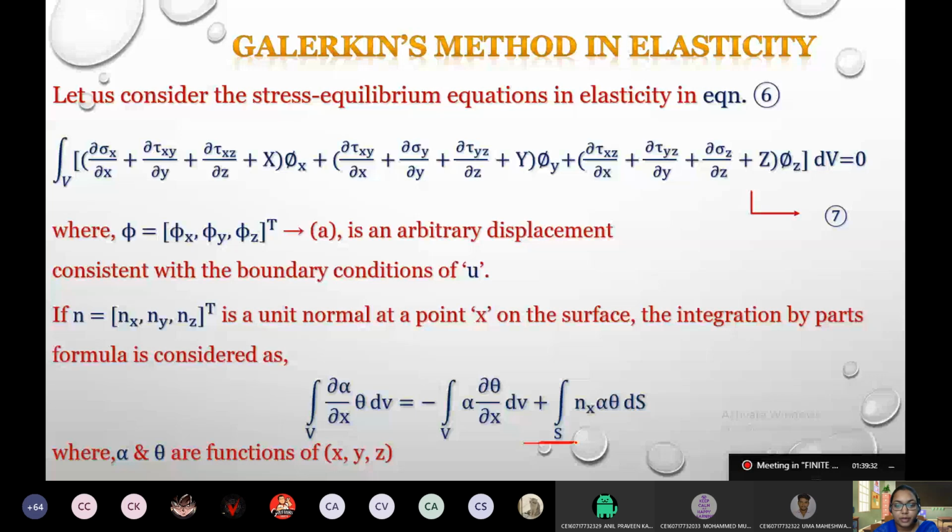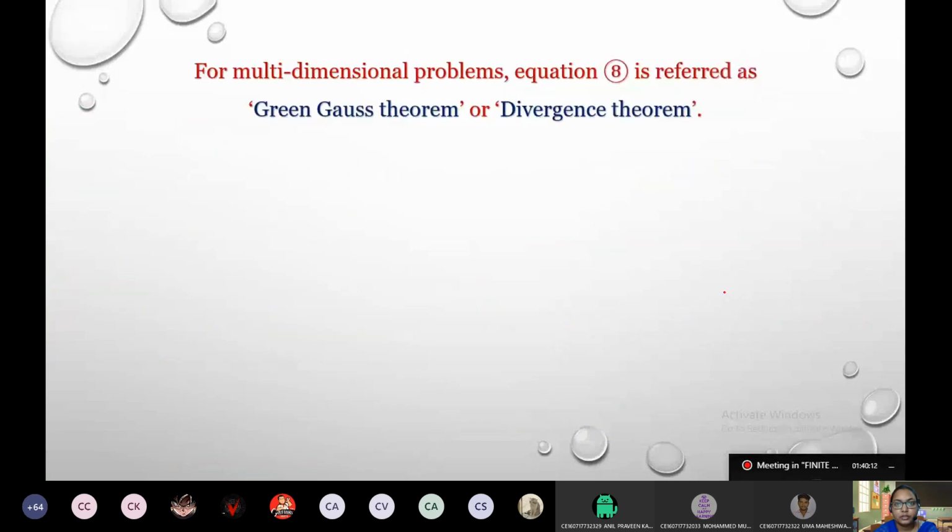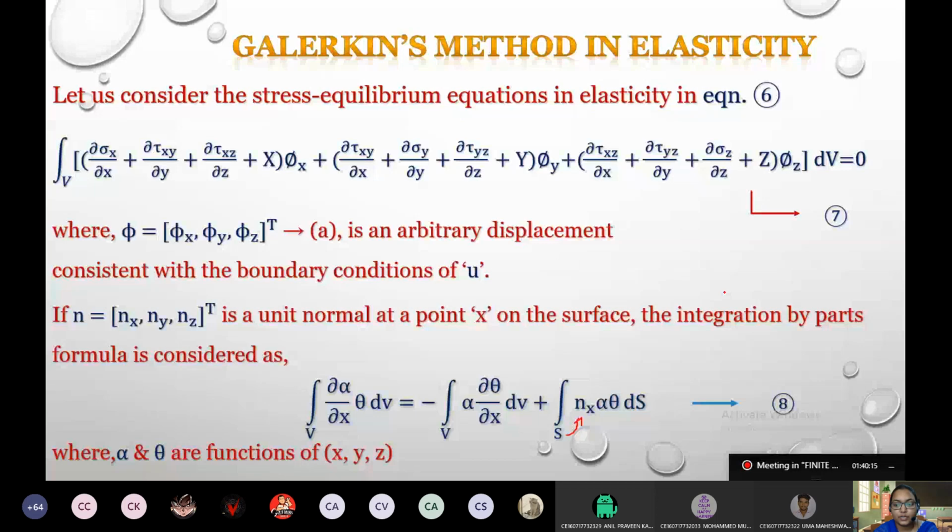When we are talking about the whole structure, we are taking volume into account. So in this way, if we consider alpha and theta as functions of x, y, z, one is with respect to volume and the other one is with respect to the surface. When surface is coming into picture, unit normal is coming into picture. So when we are taking the Galerkin method to the complete elastic problem, we take that into account and solve it. Let us take this as equation number 8.